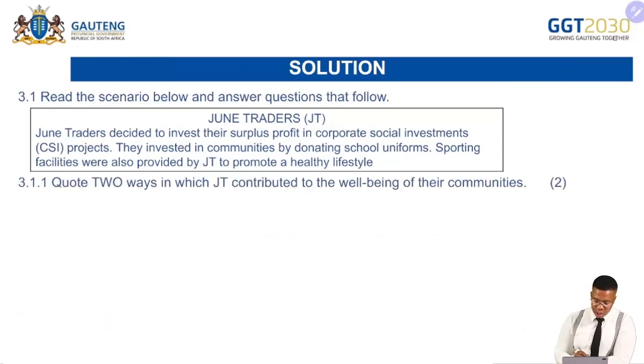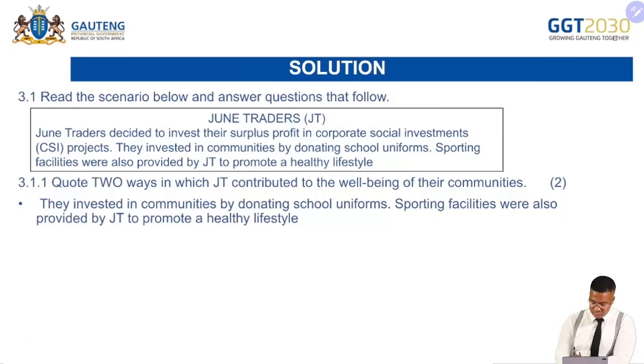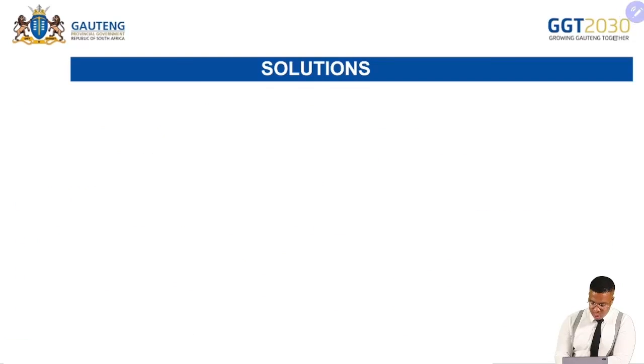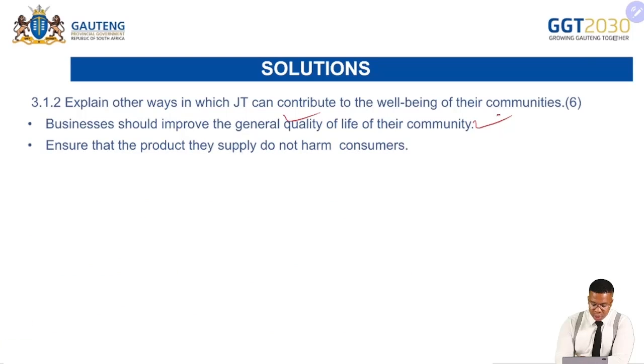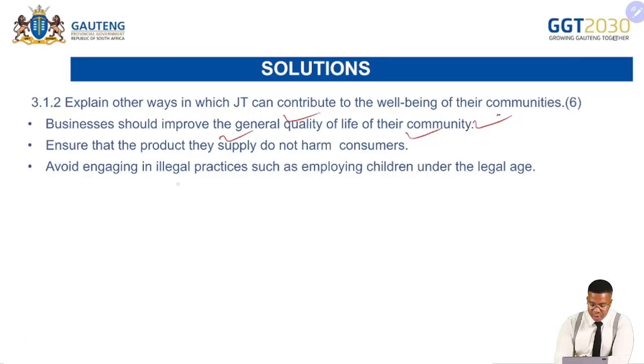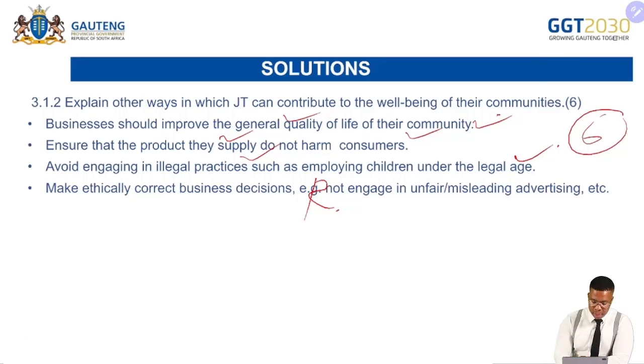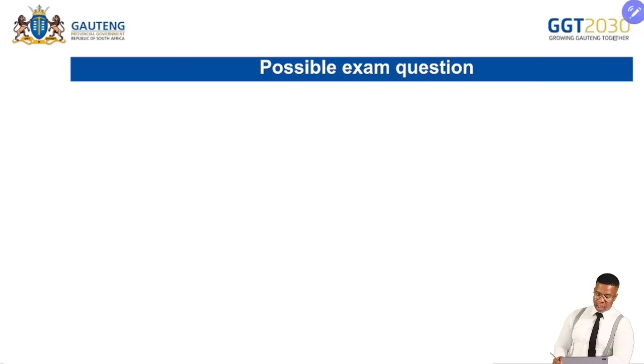Now, what are the solutions? You just quote as they are. One. Then you get two there. Then we move to your other ways. The business should improve the general quality of life of their community. That is correct. Another one is that they should ensure that the products they supply do not harm consumers, and avoid engaging in illegal practices such as employing children under the legal age. That's how you get your six, because there won't be repetition, as you didn't take any point from the scenario. And then make ethically correct business decisions by not engaging in unfair or misleading advertising.